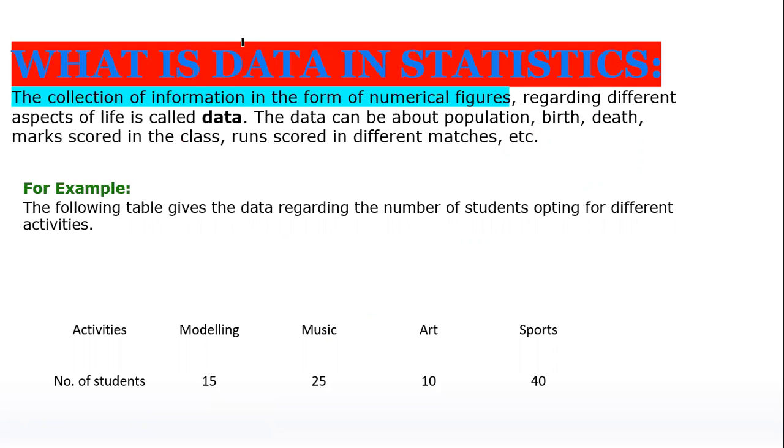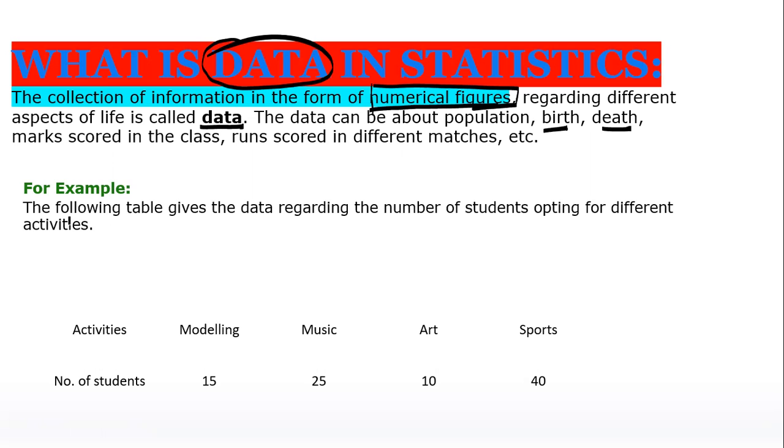What is data in statistics? Data is the collection of information in the form of numerical figures. Information may be any information, but in the form of numerical figures, regarding different aspects of life, is known as data. The data can be about population, birth, death, marks scored in the class, runs scored in different matches, etc.